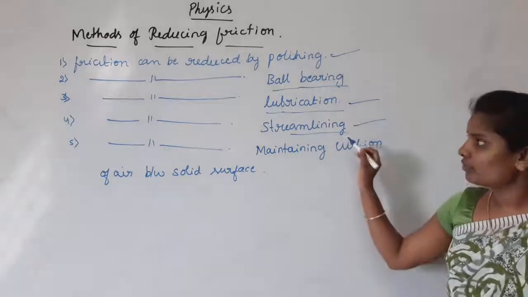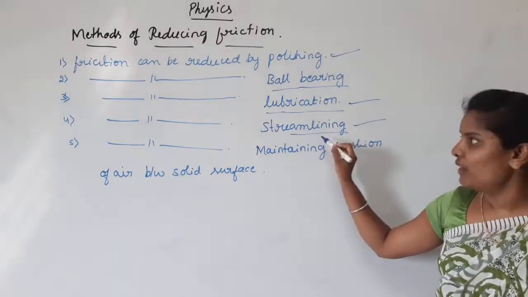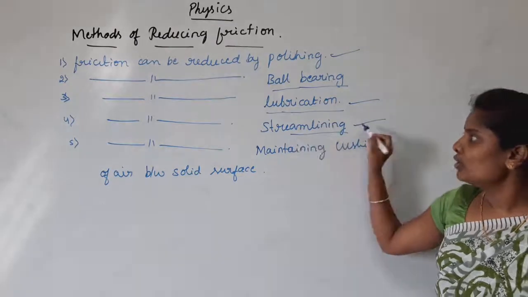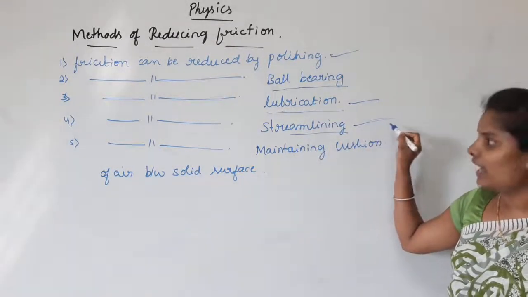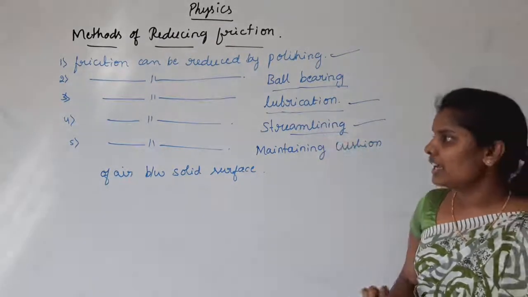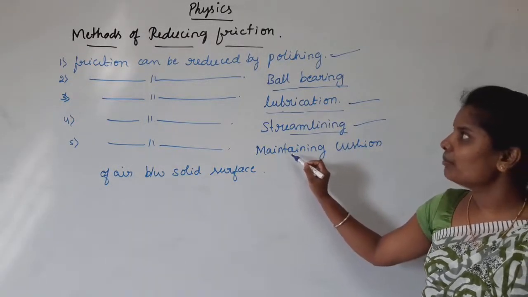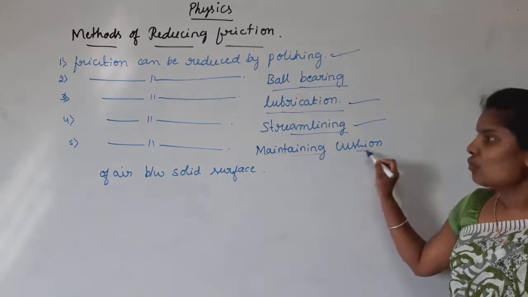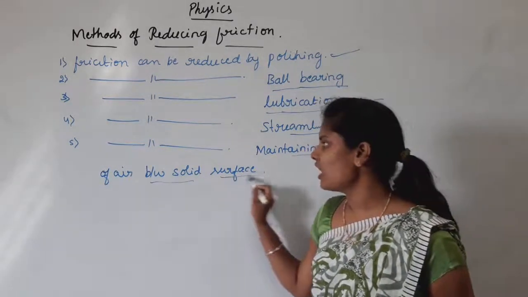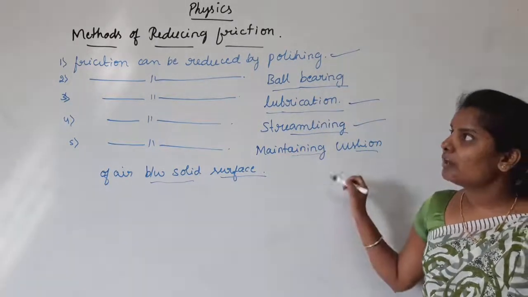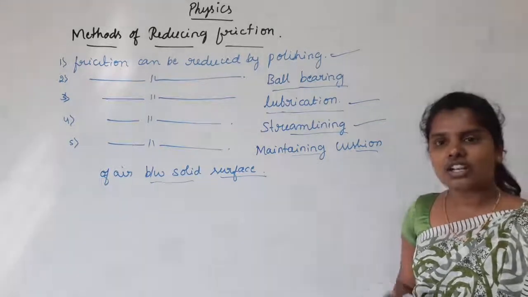Next, streamlining. Automobiles and aeroplanes are streamlined to reduce the friction due to air. This is called streamlining. And the last one is reducing friction by maintaining a cushion of air between solid surfaces. These are all the methods to reduce the frictional force.